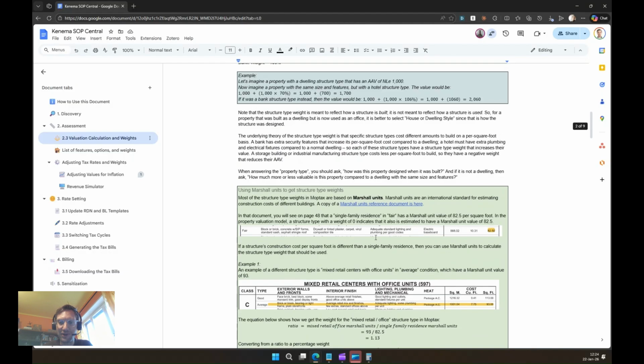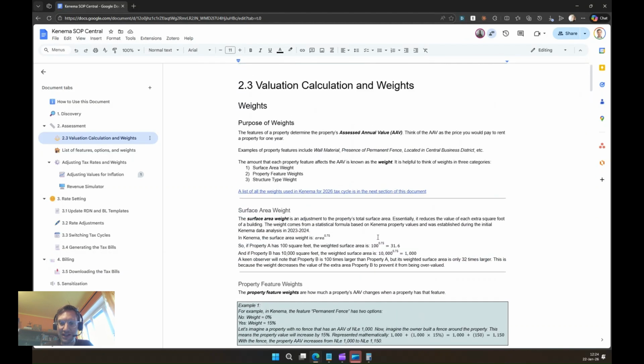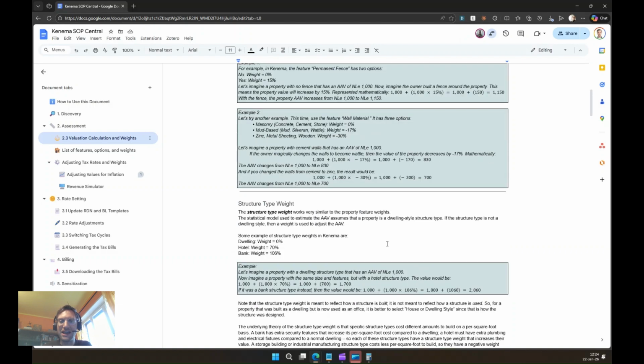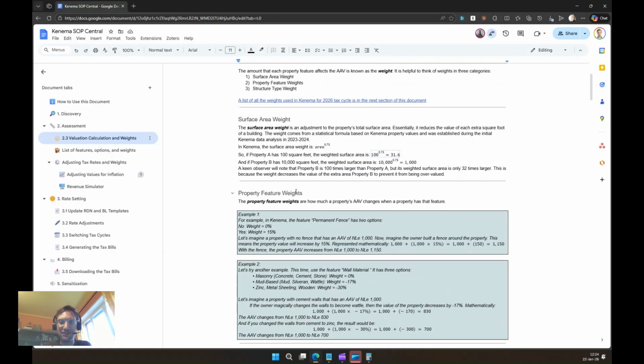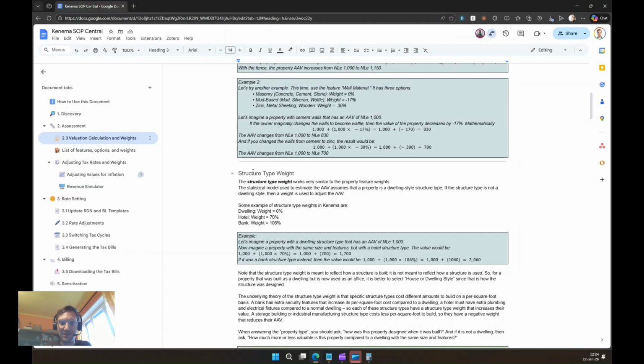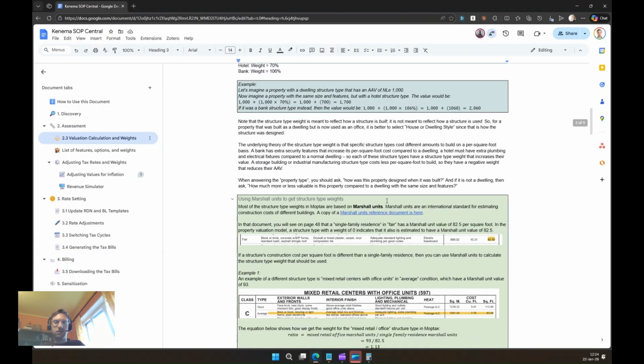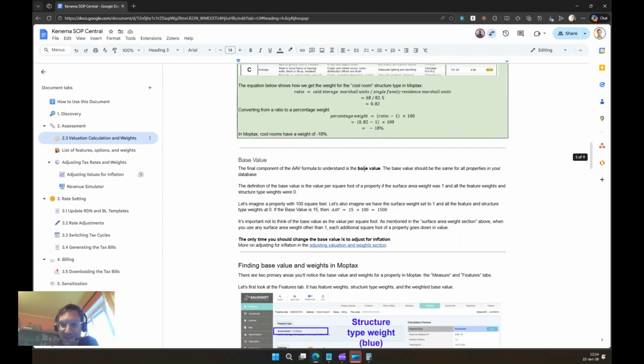So that means, if we remember earlier, the surface area weight is the exponent that you use for the surface area of the building. If we change this from 0.75 to 1 or 0.5 to 1, and then we set all of the weights for the property features to 0, and we set all of the weights for the structure type to 0, then the base value would be the value per square foot of your building.